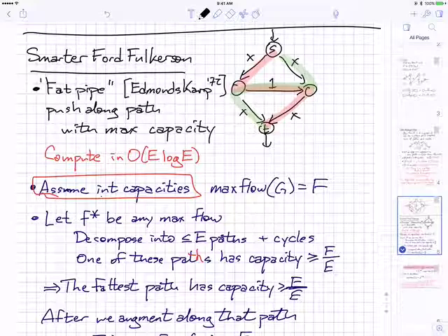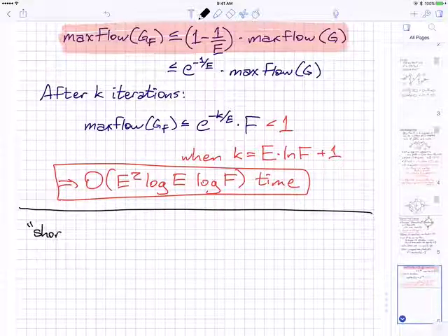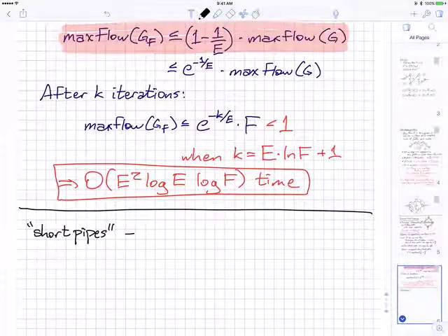Right? So it turns out that if you actually really want an algorithm where the running time doesn't depend on the flow value at all, then you should look for shortest paths from S to T.